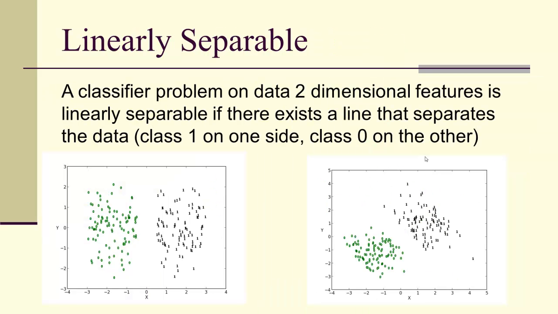Now let's start out with a very simple example. If there's a classifier problem, and if we can separate the data using a straight line so that class 1 is on one side and class 0 is on the other, then we'll say that this data is linearly separable. And so here we have an example of 2 data sets that are linearly separable.